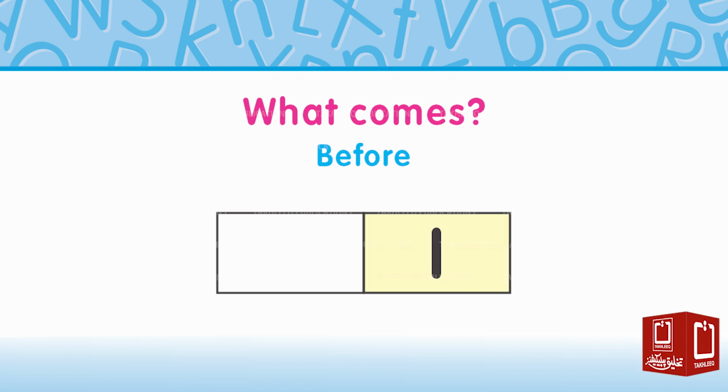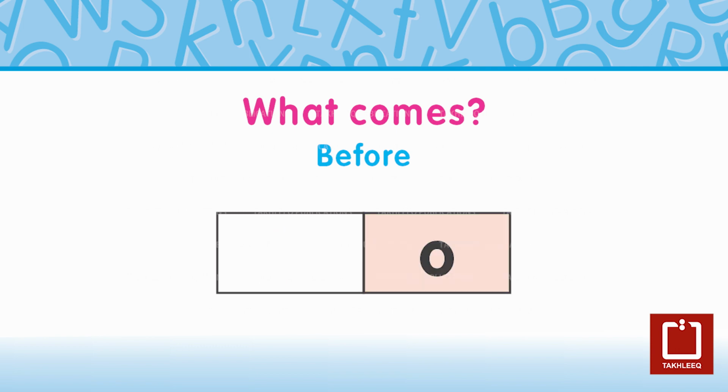What comes before L? First we say K, then L. K, L. K comes before L. So we write here K.